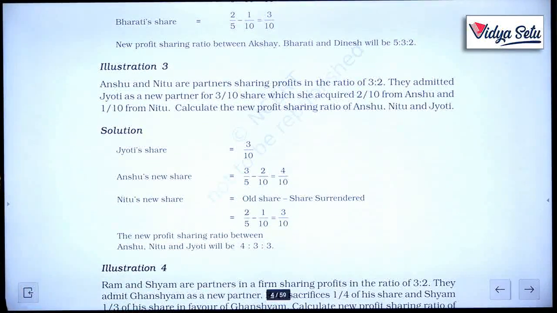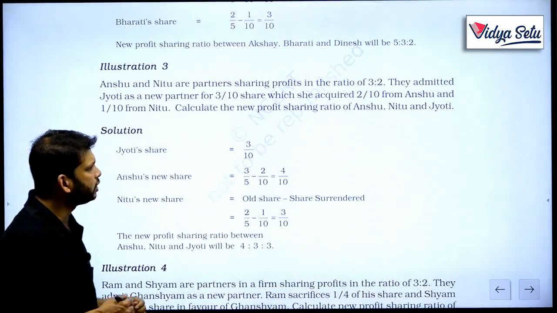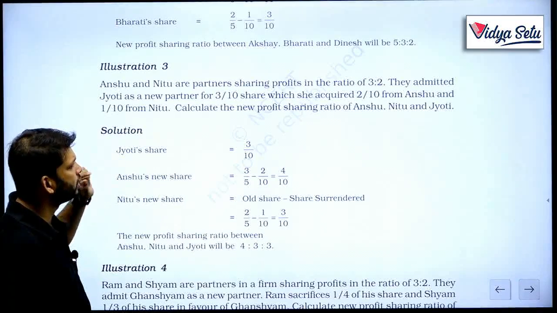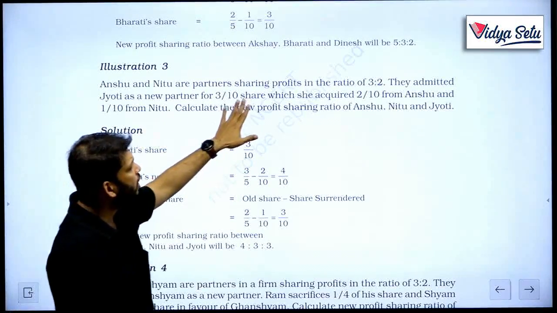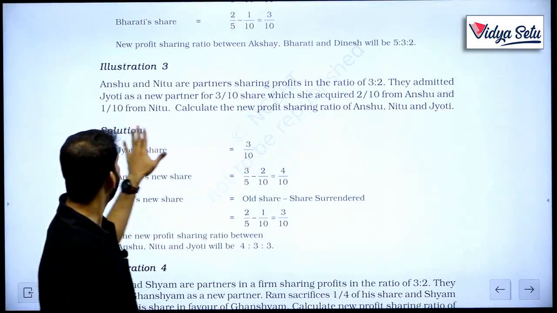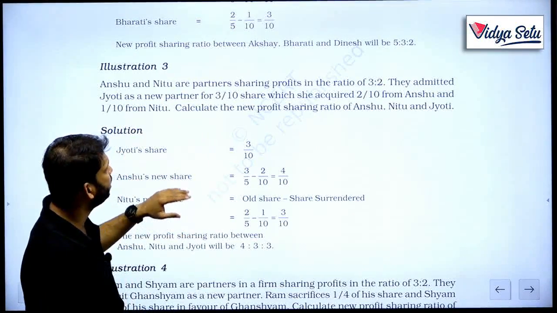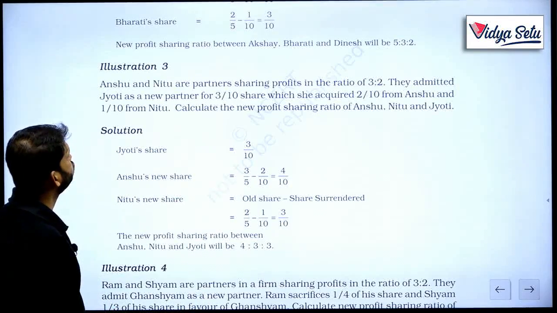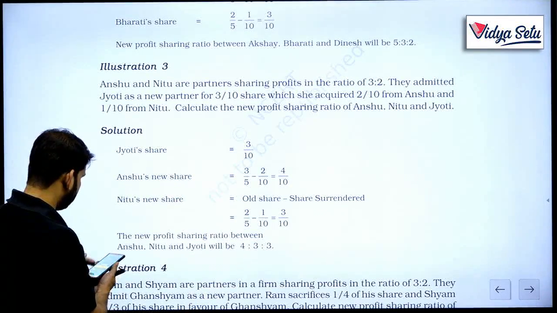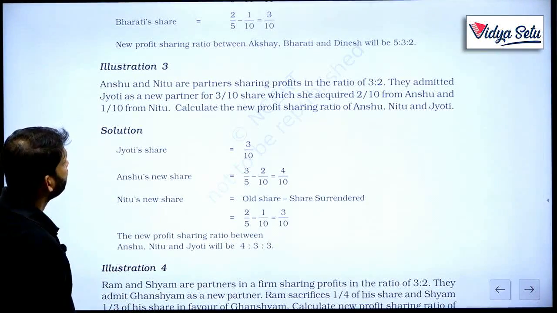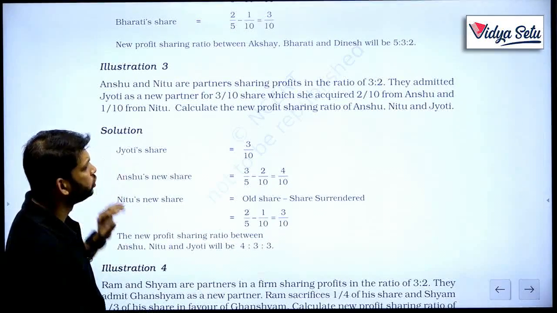Illustration 3. Anshu and Neetu are partners sharing profits in the ratio 3:2. They admitted Jyoti as the new partner for 3/10 share. Now this 3/10, she acquired 2/10 from Anshu and 1/10 from Neetu. So 2/10 plus 1/10 is 3/10. Calculate the new profit sharing ratio of Anshu, Neetu and Jyoti.